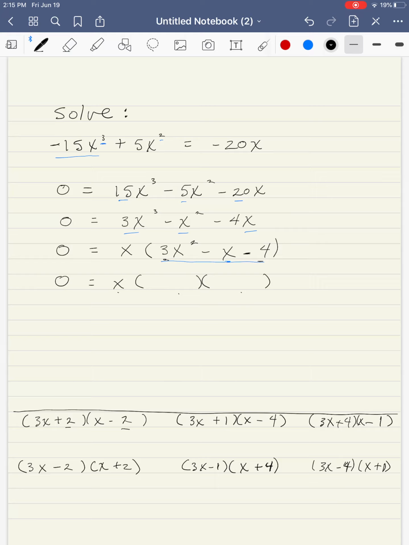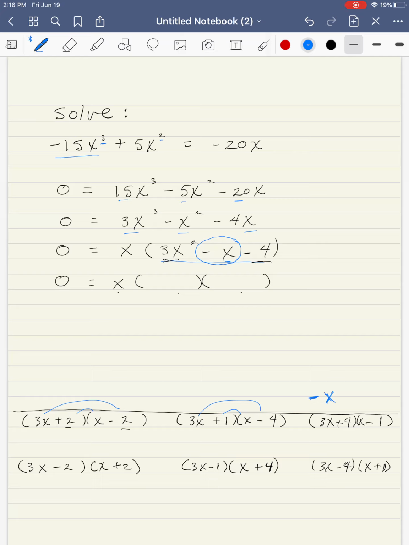When I had the 2, if I flip-flop the 2's, then it's still the same thing, so I didn't have to do it there. Now, these are all the possible ways that I could get the 3x squared and the minus 4. But what I'm interested in figuring out for the correct factorization is which one gives me the minus x in the middle. If I do my outer and inner on each of these, which one gives me a negative x as my x term? And that will be the correct factorization.